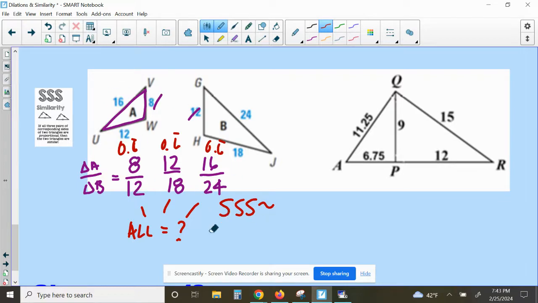When you name the triangles, remember to try to go in some kind of order. So I'll just start with the V, and then I'll come down the shortest side to the W, and then I'll go down the medium side to the U. And I just have to do the same thing on the other triangle. Remember, I went down the shortest side, so I started with the G. I went down the shortest side, which was the 12, to my H, and then the medium side to my J. And then those should be matched up nice and pretty.